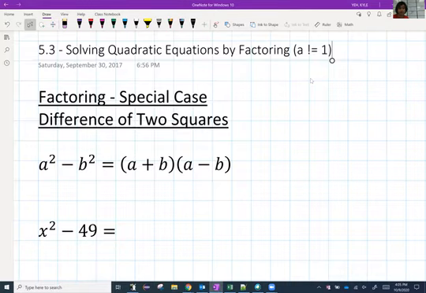Now, we covered the first half, factoring when a equals 1, when we have 1x squared, and we saw how to factor and solve quadratic equations in that case. Today, we're talking about some common ways to solve quadratic equations by factoring when a does not equal 1.